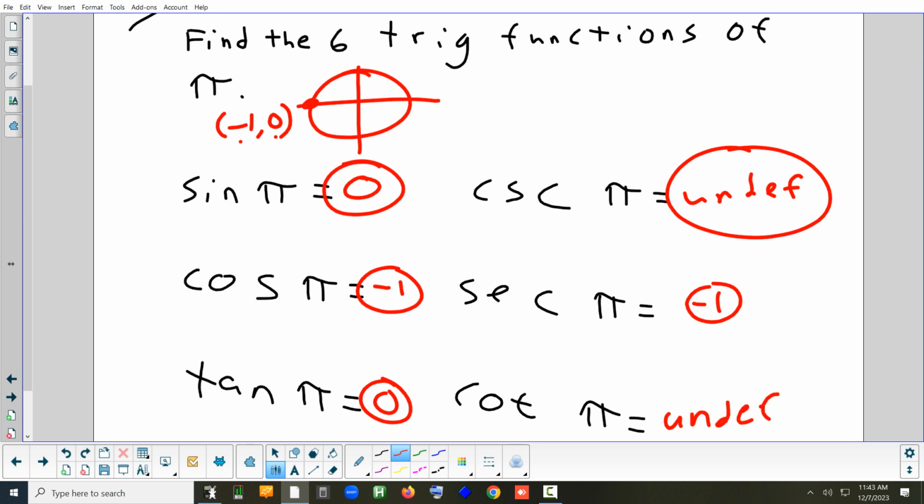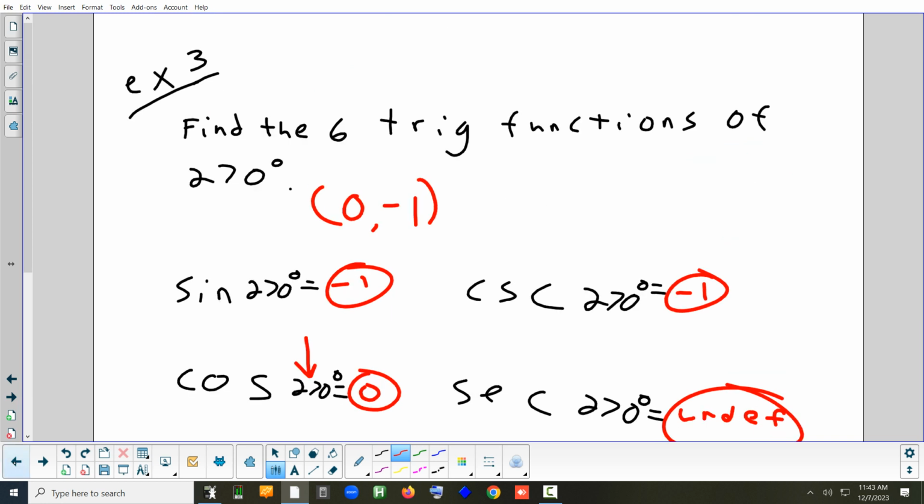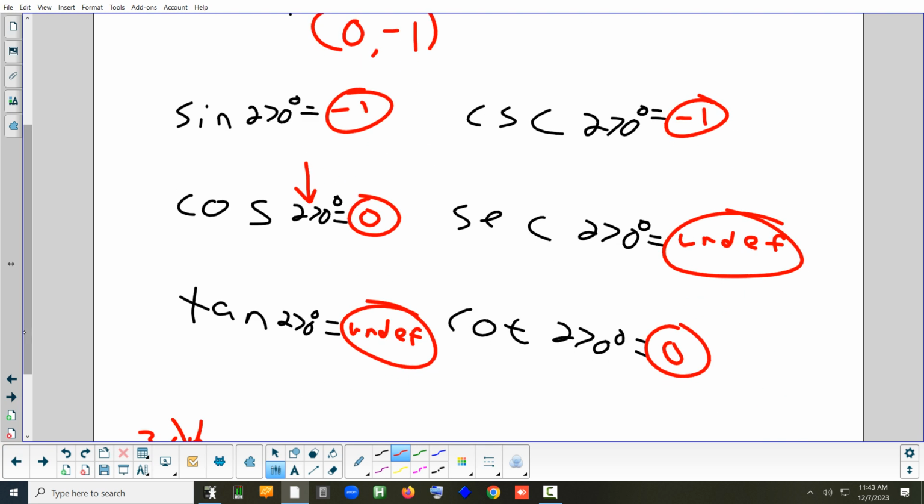So for this type 1, we have 2 undefineds. Okay, I'm pretty sure whenever there is a quadrantal angle, you will always end up with 2 that are undefined, 2 that are 0, and then it could be 1s or -1s, depends on the problem.